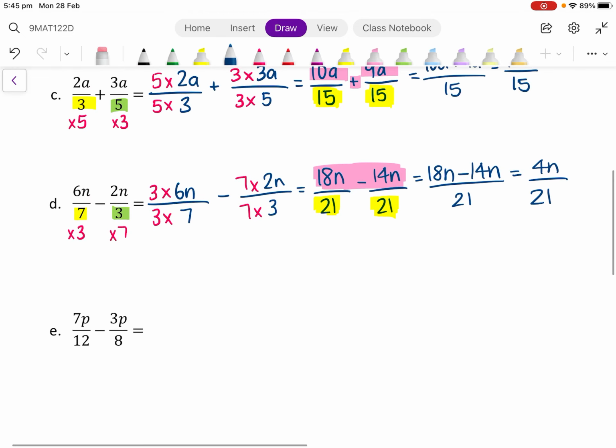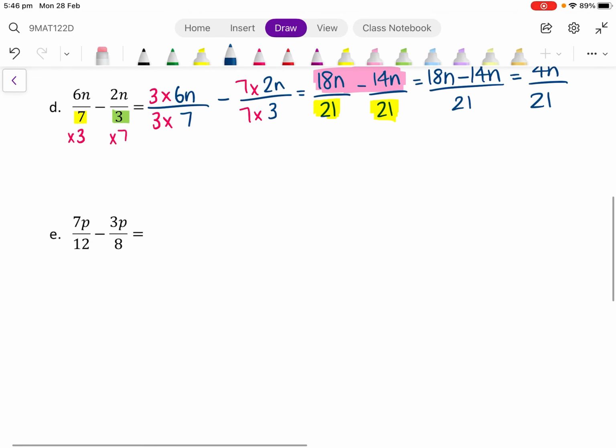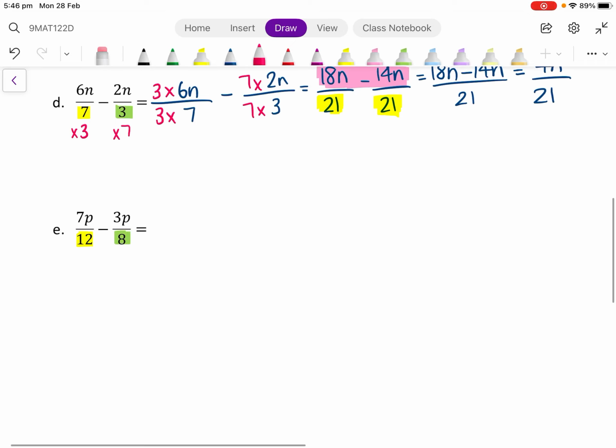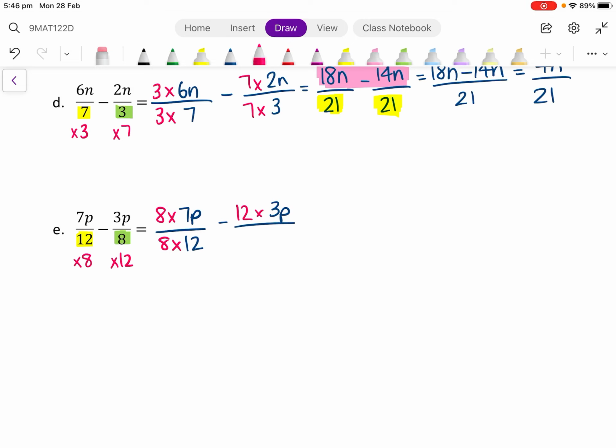Lucky last, for example E, we have 7p on 12 minus 3p on 8. Now again, our denominators are not the same. So we want to multiply by the opposite denominator. We're going to multiply that first fraction by 8 and that second fraction by 12. So we'll write 8 times 7p over 8 times 12 minus 12 times 3p over 12 times 8.